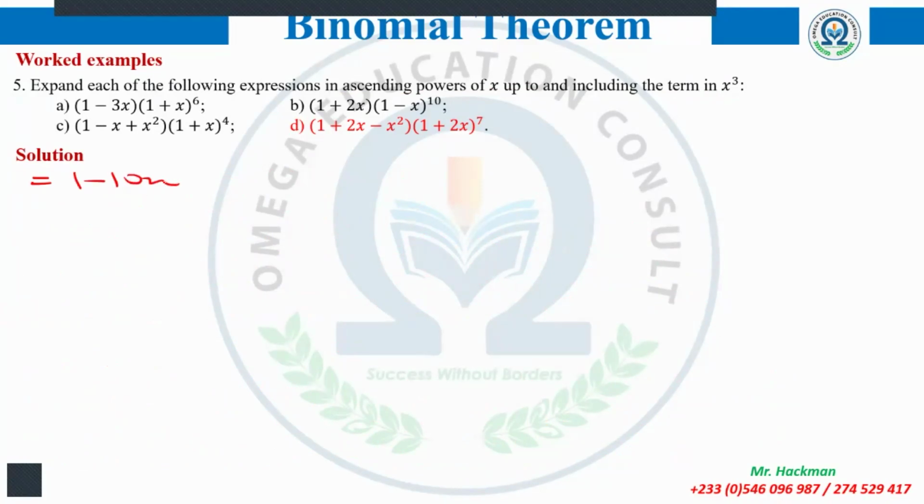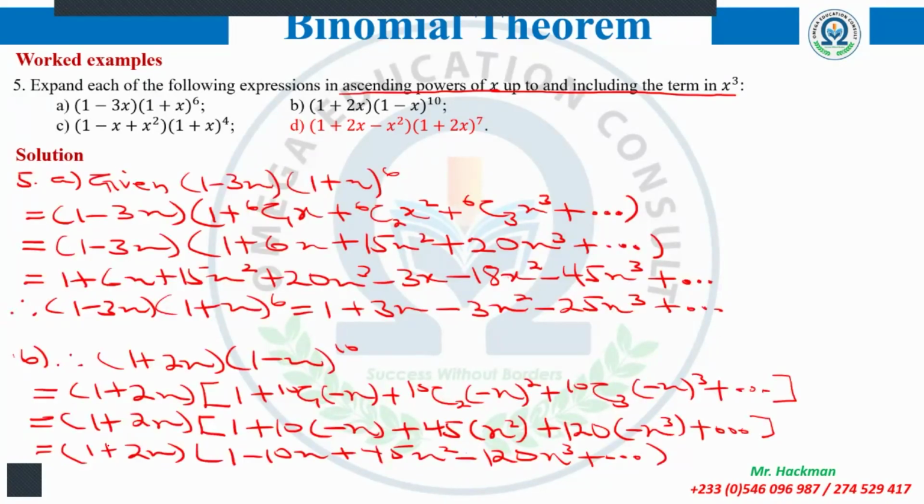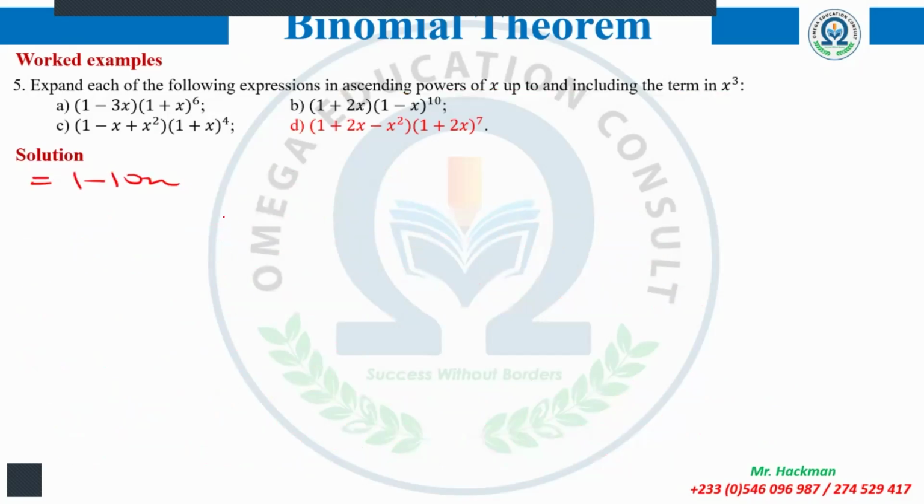We are multiplying each of the terms here by 1. So you'll be left with the same thing: 45x squared minus 120x cubed. So that's what we are going to write: plus 45x squared minus 120x cubed. Keep your ellipsis for later; you introduce it at the end when you get your other terms of interest.